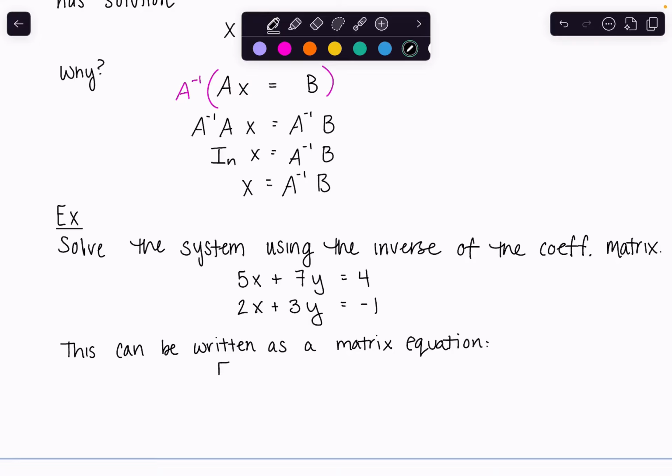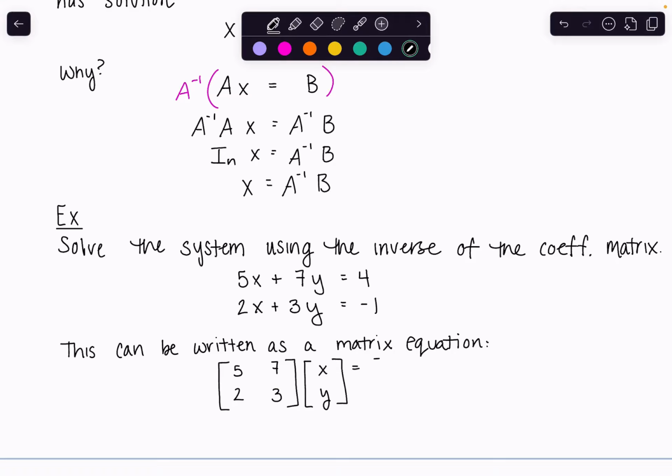So I have those coefficients. My X coefficients are 5 and 2. My Y coefficients are 7 and 3. We can times this by those variables X and Y. So remember, if I multiply, I would do 5 times X plus 7 times Y. So that's exactly the first equation. Then 2 times X and 3 times Y gives you the second equation.